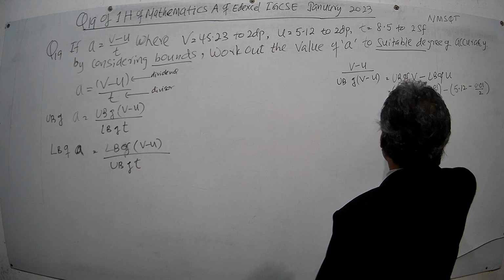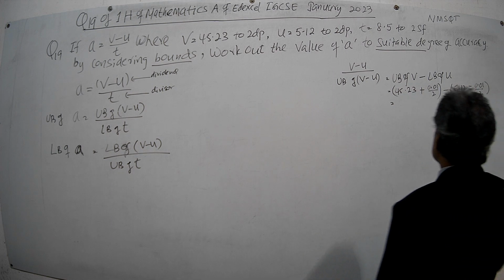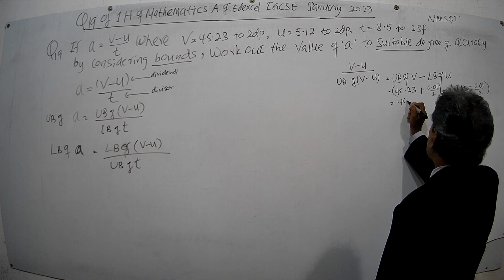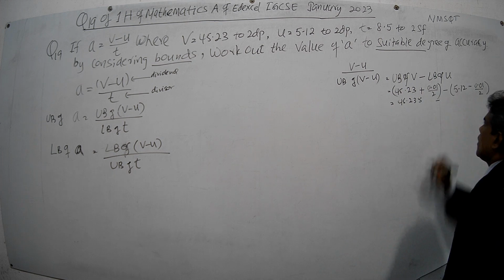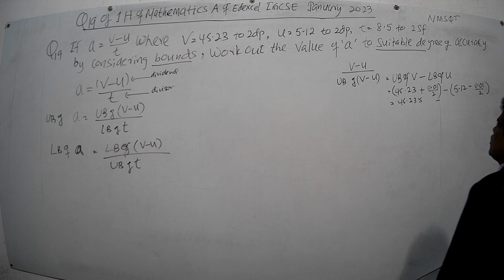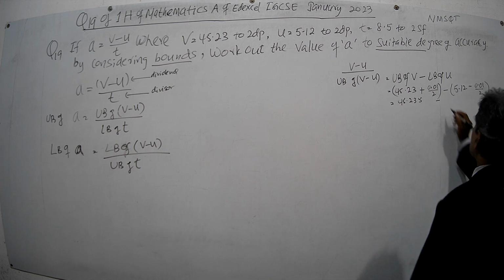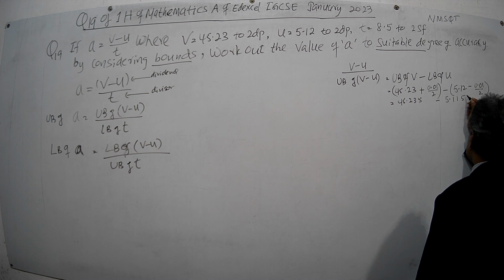Then we write this one. Then 45.23 plus 0.005, it will be 45.235. This one will be how much? You have to deduct 0.005 from 5.12, then you will get 5.115. That is the lower bound.